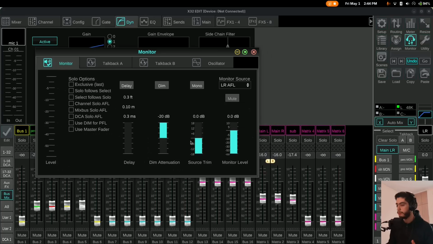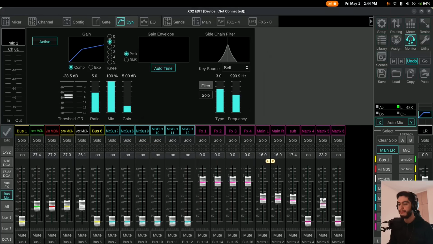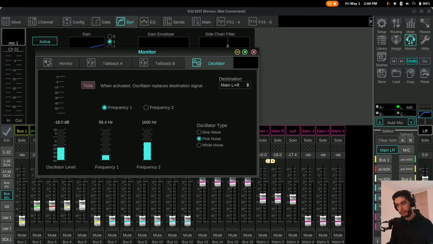Everything is hooked up. I turn on my speakers and I have the main faders all the way down. I don't want to have any sound going to the speakers before I know how loud they are. So the faders are all the way down. I'll go to the oscillator and generate pink noise on the main left right at how much? -18 dB. So I'll have signal going to the main mix at -18 dB as if I have some music playing that has that consistent level.